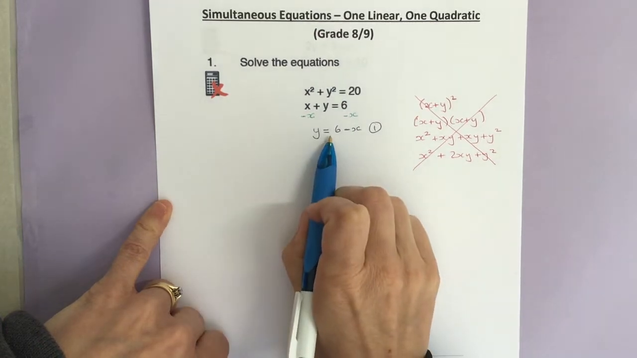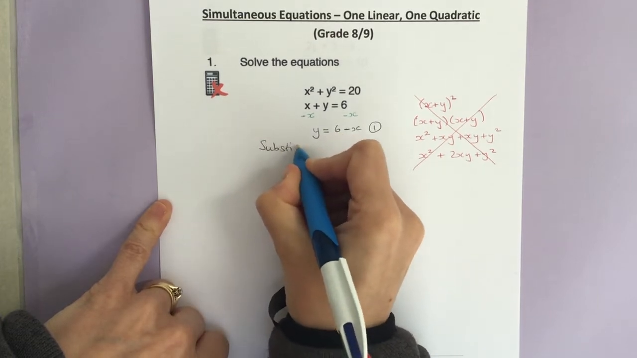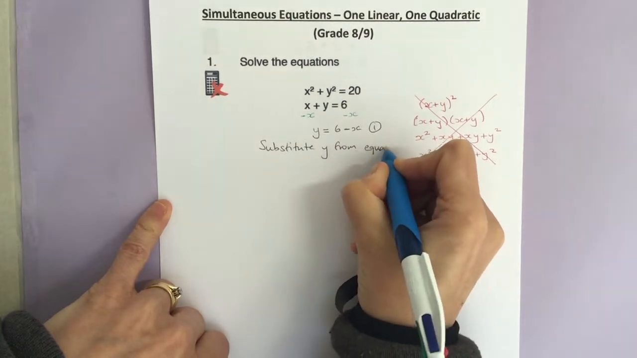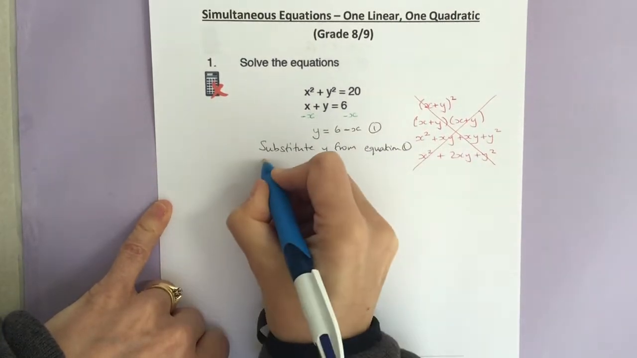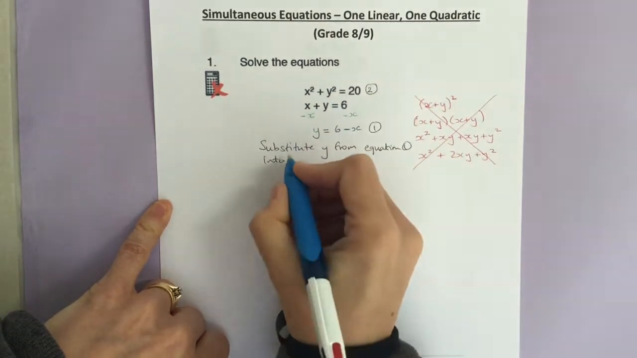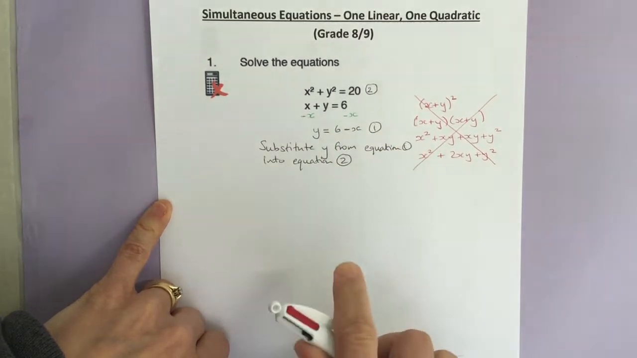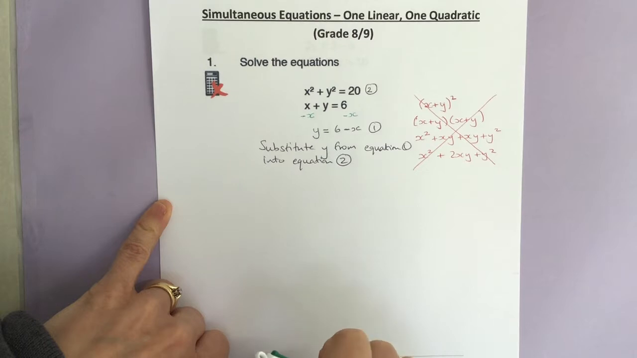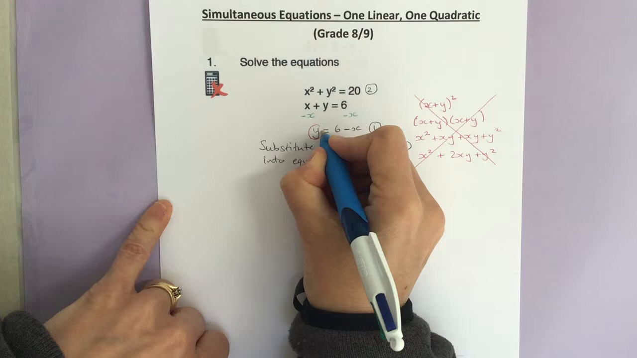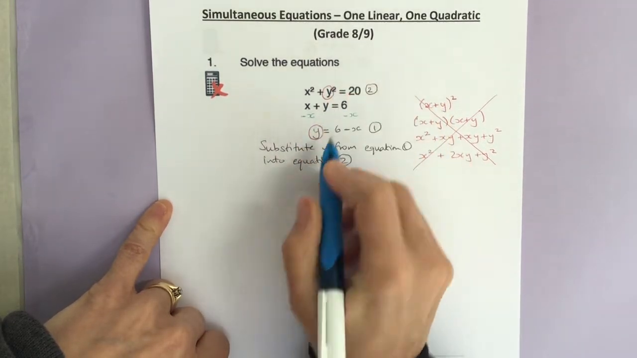And now what I'm going to do is substitute in, so let's just write that in our notes. I'm going to substitute y from equation 1 into, and I'm going to call this quadratic equation, the more difficult one, equation 2. So I'm going to substitute that y into equation 2. So let's just have a think about that. If we're looking at this y value, everywhere there's a y in this equation, I'm going to put that y value in.